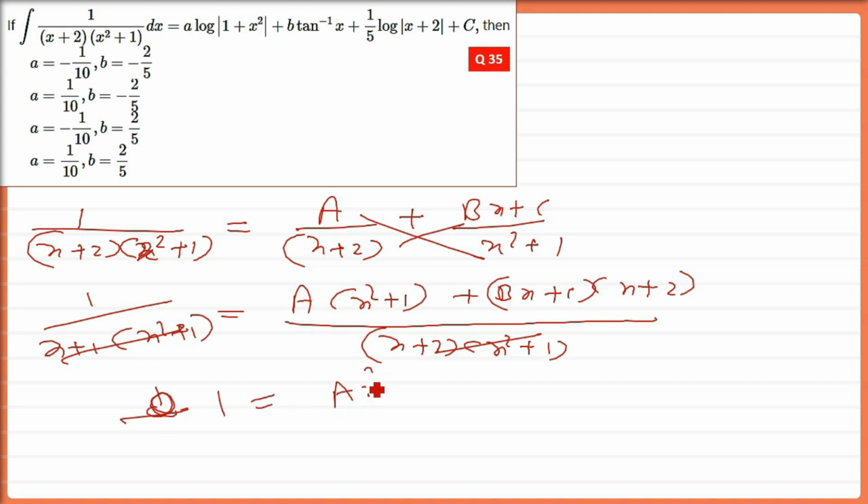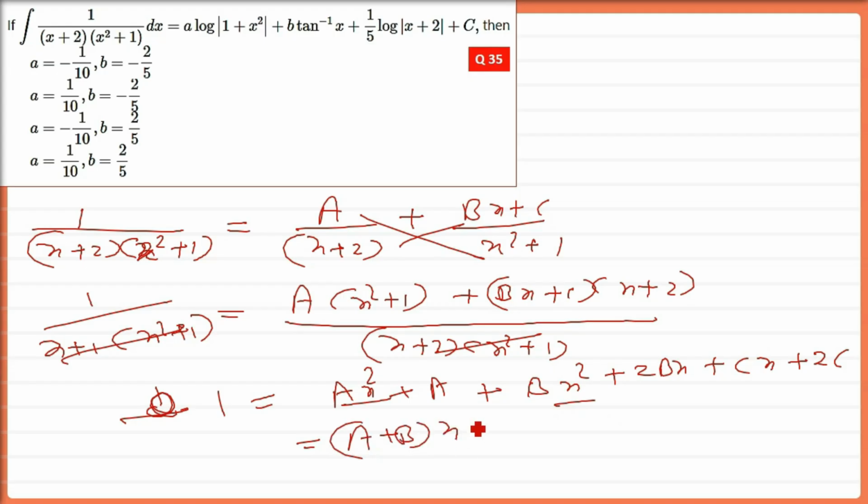A(x square plus 1) plus (Bx plus C)(x plus 2). I'm multiplying now: Ax square plus A, plus Bx square, then twice of Bx, then Cx, then twice of C. Now let's match it. Ax square plus Bx square, you can take x square common, so A plus B will come. Then we'll take the x term: 2Bx plus Cx, so 2B plus C times x will come. Then we have A plus 2C.